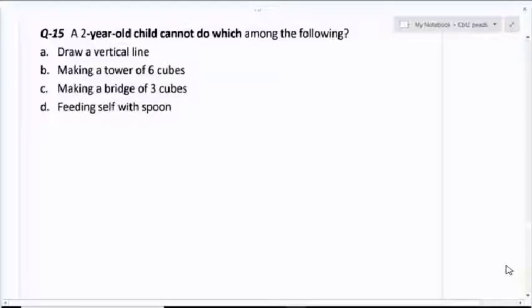Now talking about milestones. So remember, tower of 2 is around 15 months, and then if we talk about tower of 6, it's around 21 months of life.